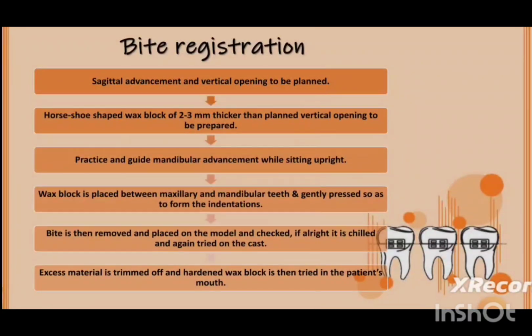Now moving forward, this is the procedure of how to register a bite. Firstly, the sagittal advancement and the vertical opening should be planned. After that, a horseshoe-shaped wax block 2 to 3 millimeters thicker than the planned vertical opening should be prepared. Before recording, we should practice the forward positioning of the mandible with the patient and guide him. Now while recording, the patient should be seated upright, and the wax block is placed between the maxillary and the mandibular teeth and gently pressed so as to form indentations.